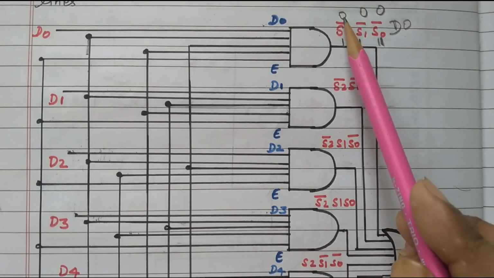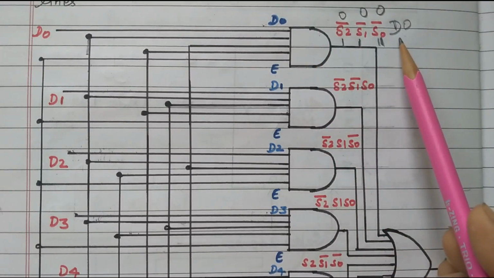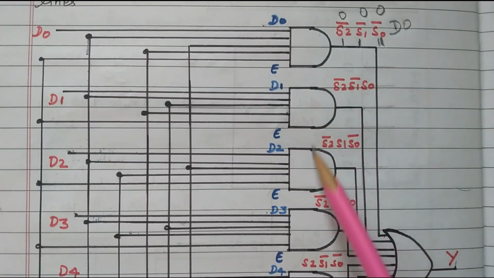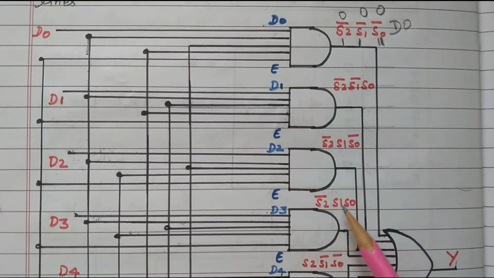So for this combination 0 0 0, only the first AND gate will produce the input D0. All the remaining AND gates automatically become 0. At least any one of the inputs is 0, so in total the output is 0 in the remaining AND gates, right? So, okay.